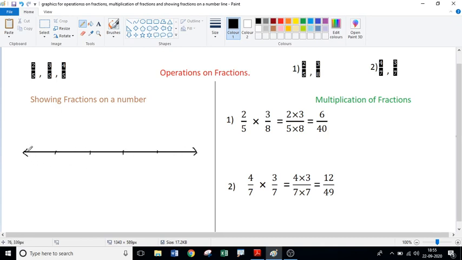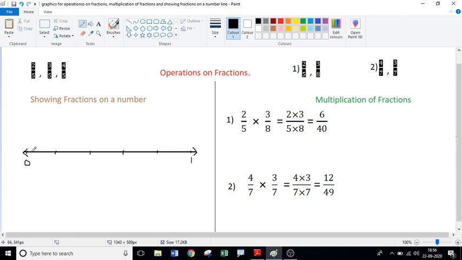So I write 0 here and 1 here. Now, one upon 2 means the half of the given line. Same way, 2 upon 5, 3 upon 5, 4 upon 5 we have to place on this number line.